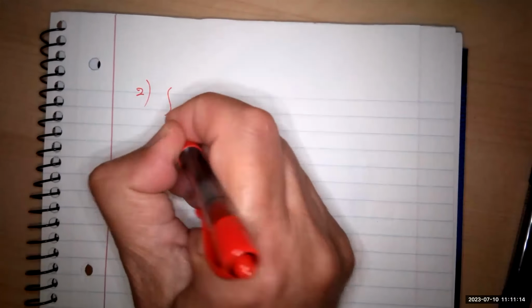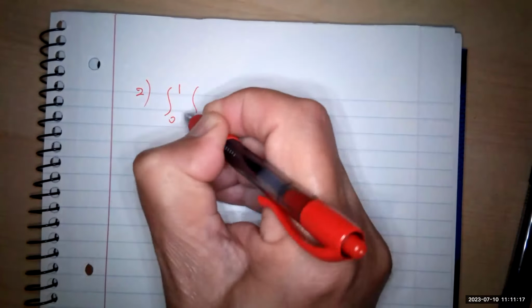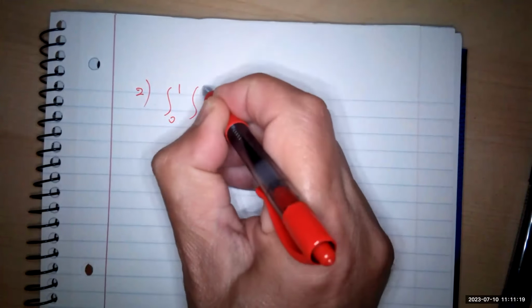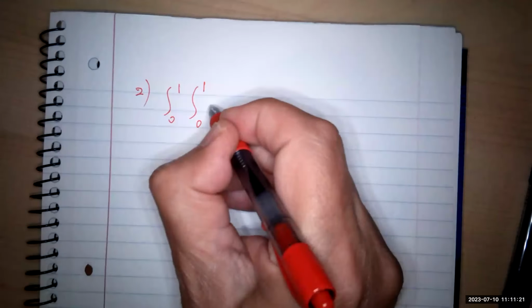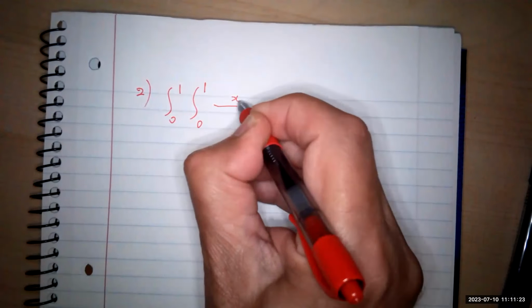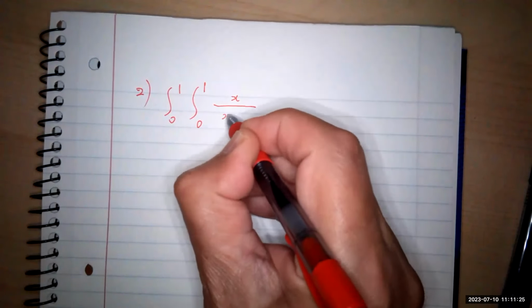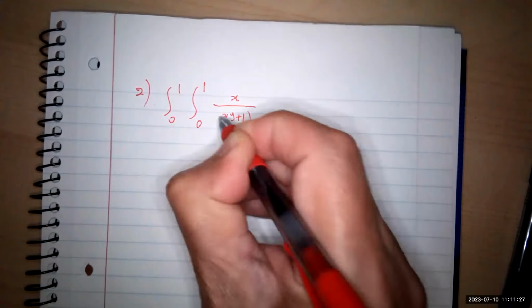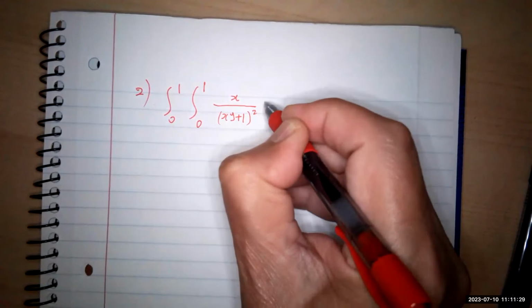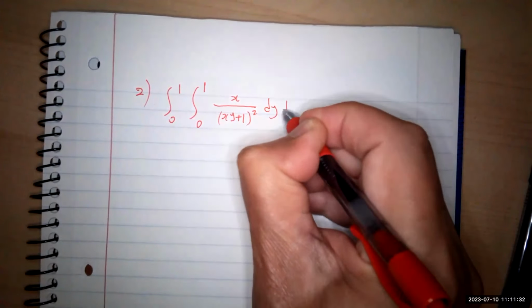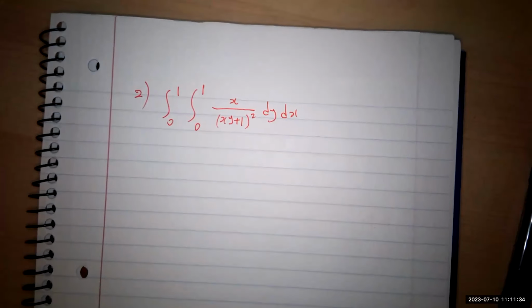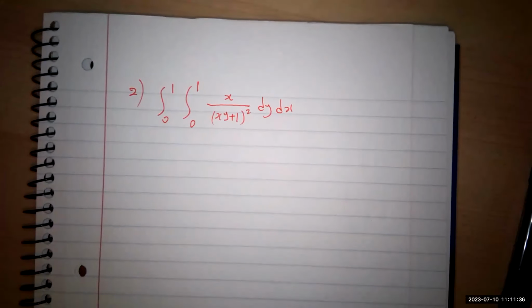The second one is a rational type. So there's number 2, with 0 to 1, and you have 0 to 1. And the function is x over (xy plus 1) all squared. And you have the dy dx. This is the case that we have.